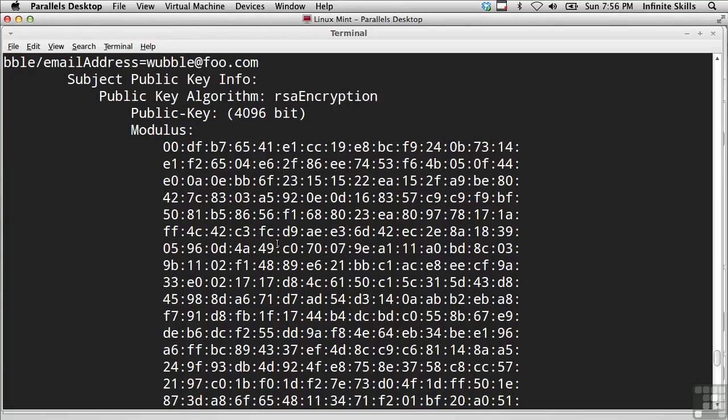X.509 certificates certainly implement public key cryptography, but it's not the only mechanism. You may have heard of PGP, which is short for Pretty Good Privacy. It was developed by a guy by the name of Phil Zimmerman in 1991. PGP also implements public key cryptography, but it implements it in a different way.